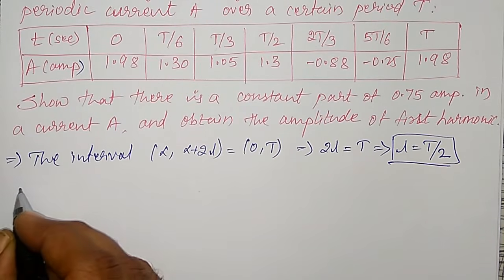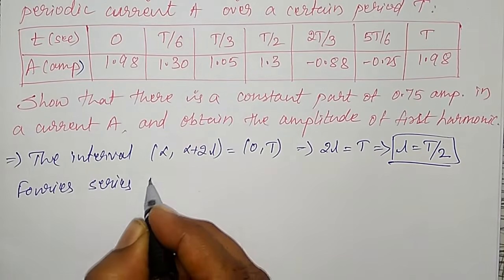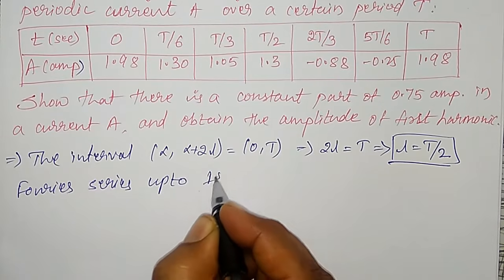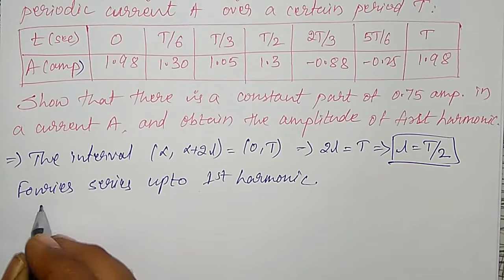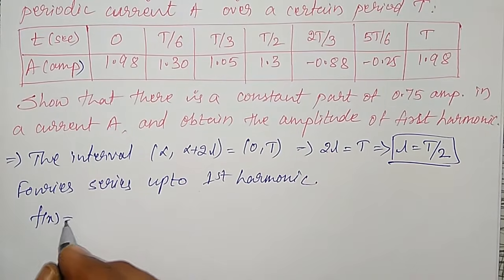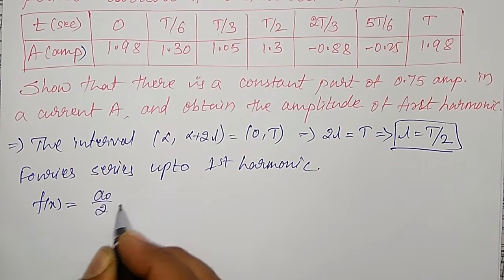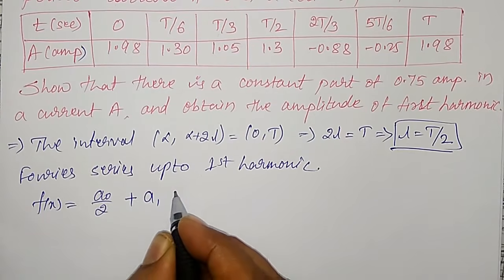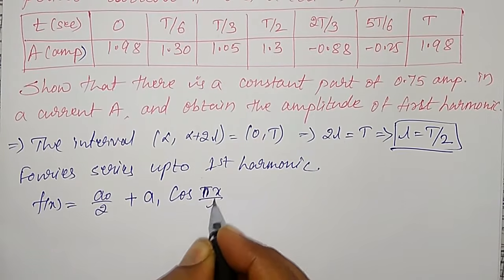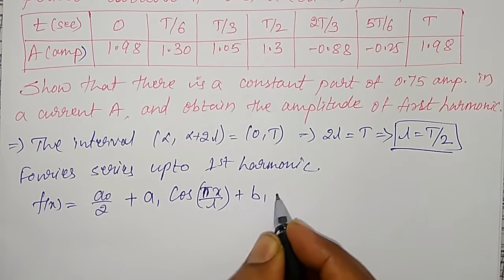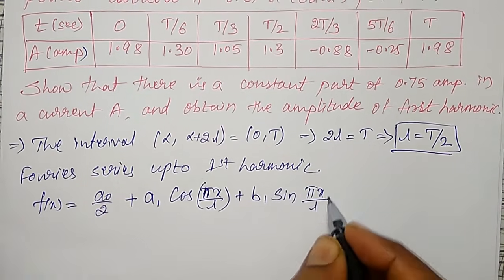Therefore the Fourier series up to the first harmonic is given by f of x, that is my amplitude here. Let me write the first harmonic and substitute. f of x equals a0 divided by 2 plus a1 into cos of n pi x by L plus b1 into sin of n pi x by L, where n is nothing but 1. That is pi x by L.